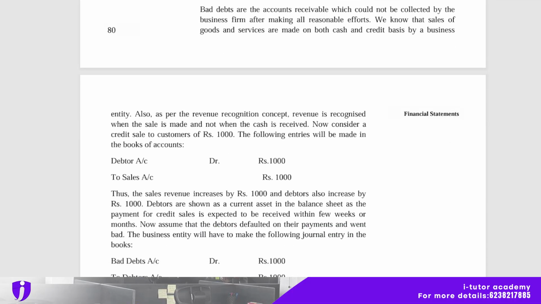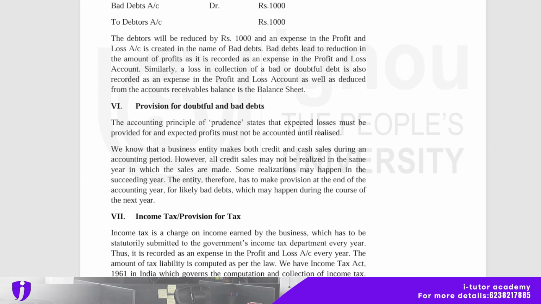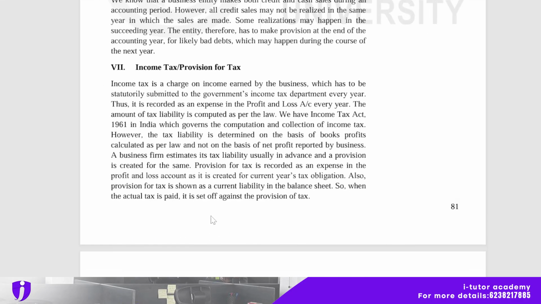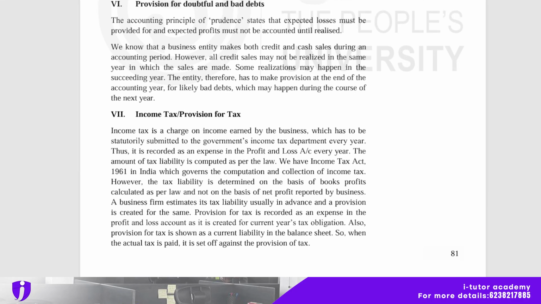And bad debt is also there. Just go through your material, and provisions for doubtful and bad debt, and income tax provisions for tax are there. So these are some basic concepts for this accounting. So you just go through your material.